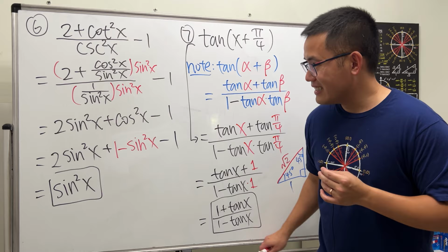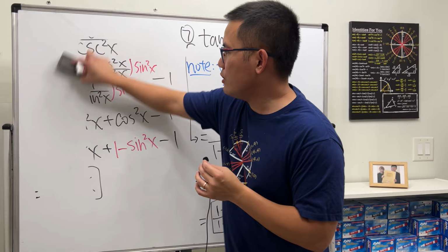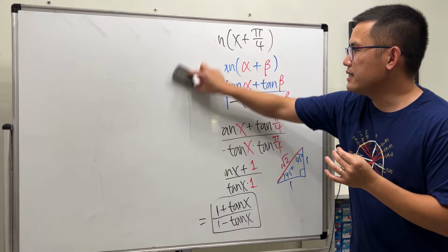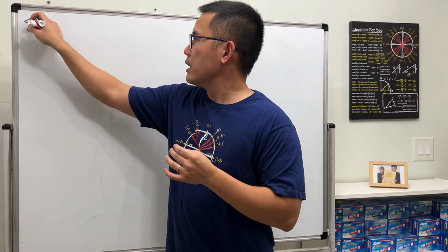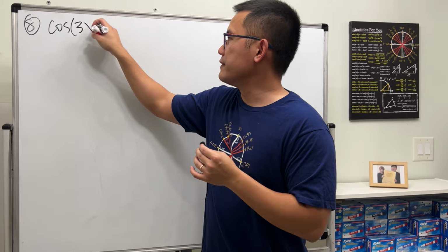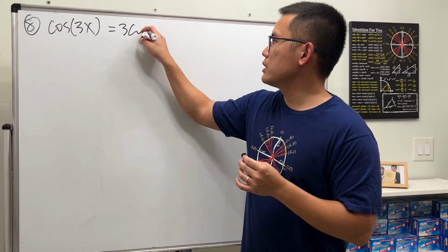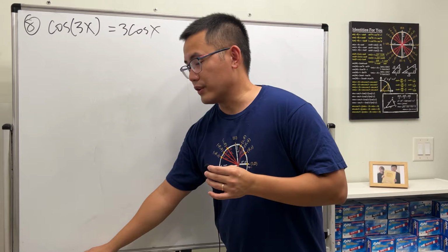Okay, so now number 8. This one will take a little longer. We are going to come up with the formula, or an identity, for the cosine of a triple angle, so cosine of 3x. Let's take a look at cosine of 3x. And you might be wondering, is this just the same as 3 cosine x and done? No, it's not. It's not that easy. For sine and cosine, the questions aren't going to be that easy.